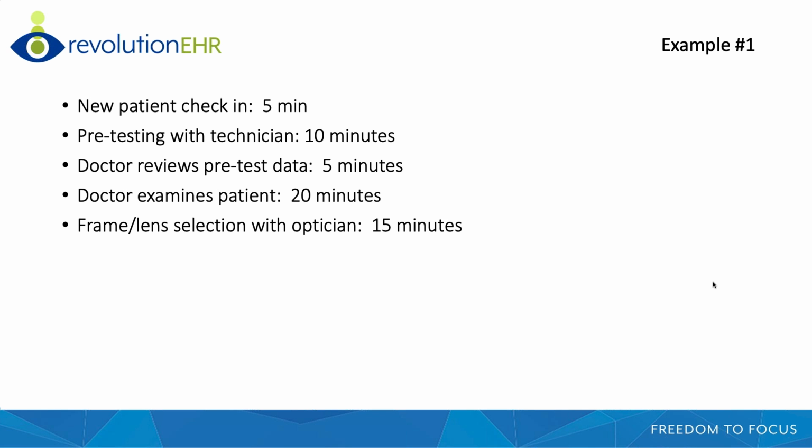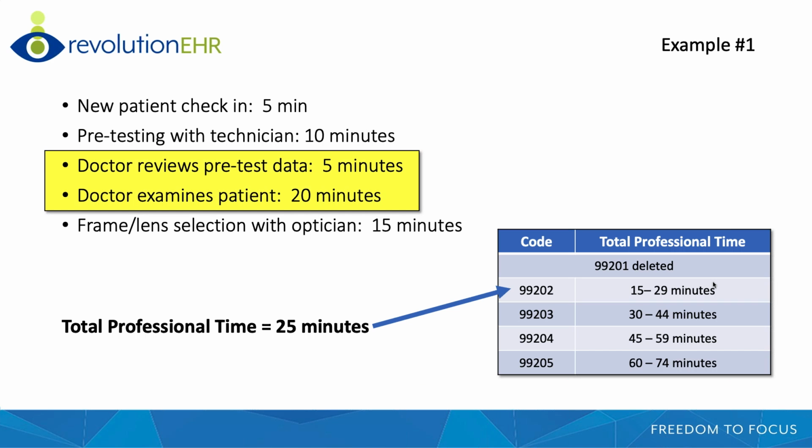So we just threw some random times down here, and these are obviously random events as well. You could very likely say, well, why would a 99,000 series visit translate to a frame and lens selection? That's a little bit beyond the scope of the scenarios I tried to think through. I just wanted to provide some ideas of activities that would happen during the course of an encounter and assign some times to them to highlight the fact that there's really only 2 of these bullets that qualify as total professional time. That is the doctor's review of the pretest data and the doctor examining the patient. The time with the front office staff, the time with the technician, the time with the optician, that is not total professional time. So we would have an aggregate of 25 minutes here.